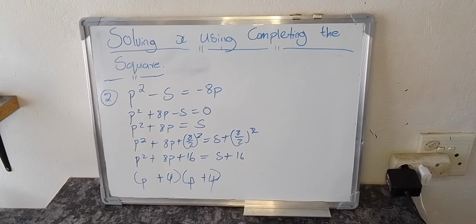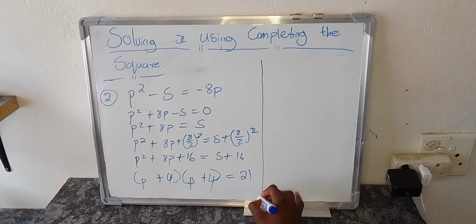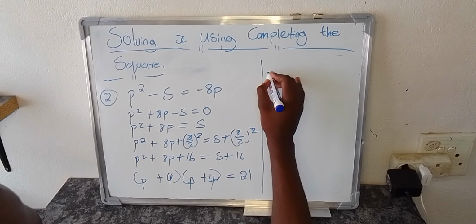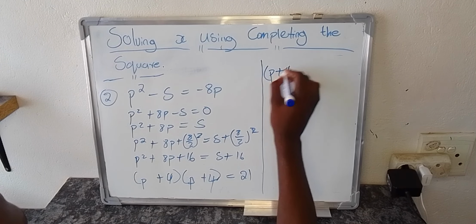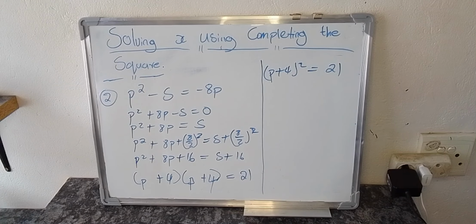Then from there, let's move to the right hand side. At the right hand side, we're going to add 5 and 16. So 5 and 16 will give us 21. And one will note that at the left hand side, we have p plus 4 multiplied by p plus 4. So we can write this as (p plus 4) squared is equal to 21.